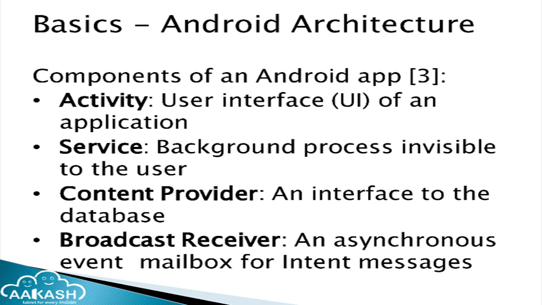Android sends out many events to the whole system. Say you get a call from someone, or the Wi-Fi state is changed or something like that. All these events can be received by your application using a broadcast receiver. For that, you'll have to implement a broadcast receiver. After that, you'll be able to capture all those events.